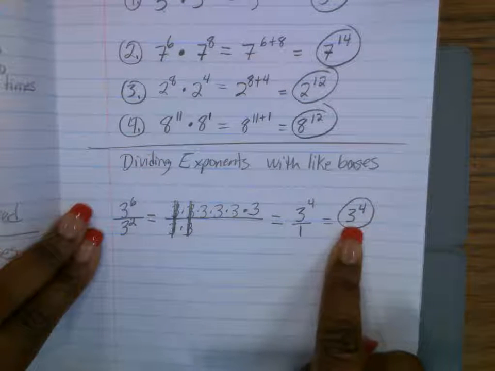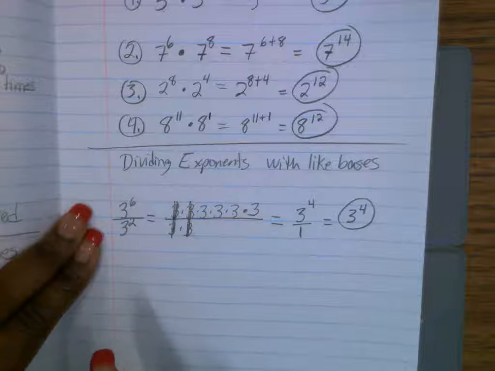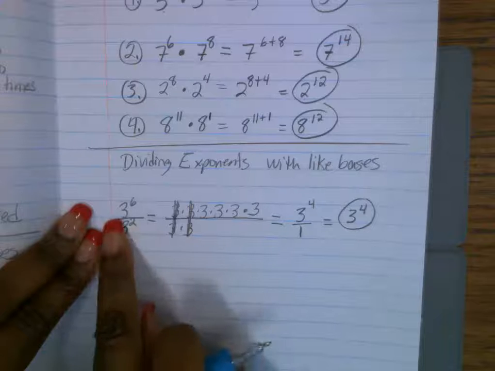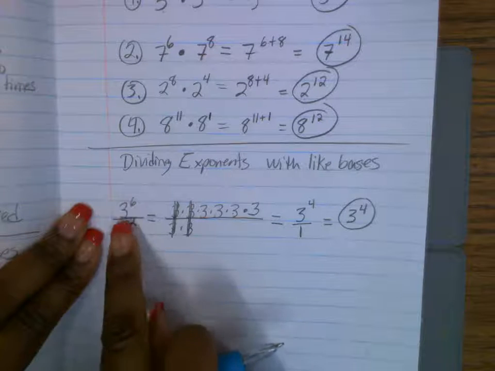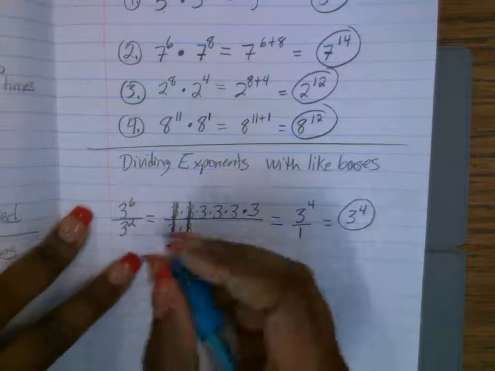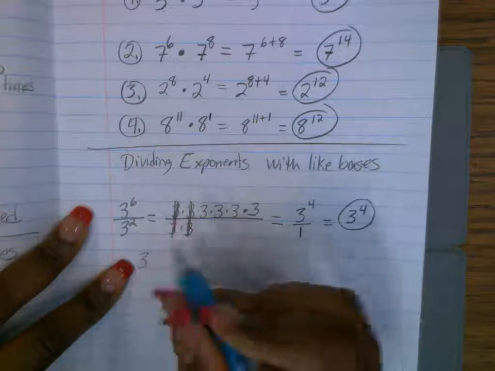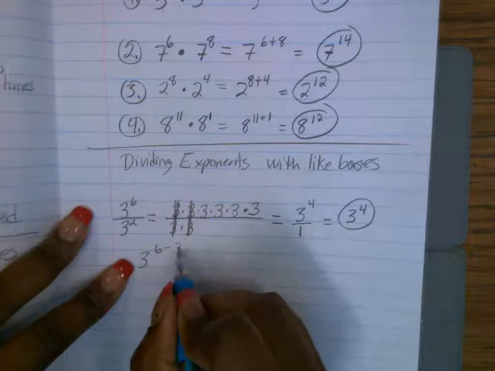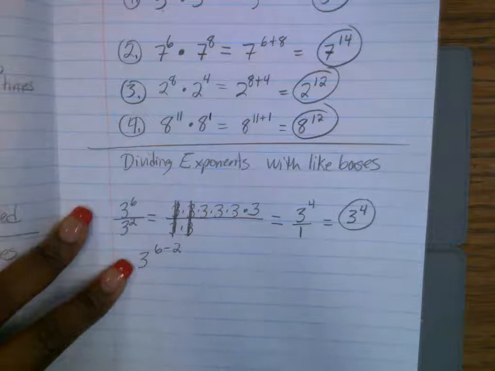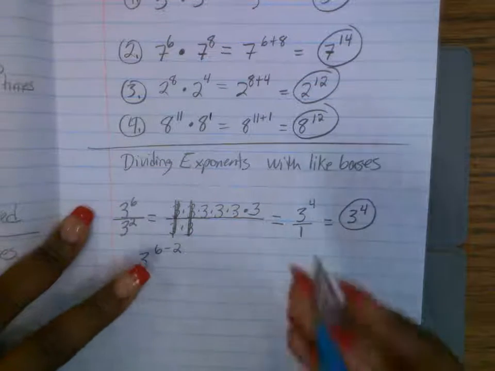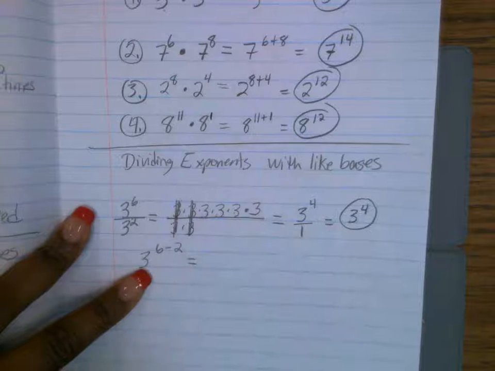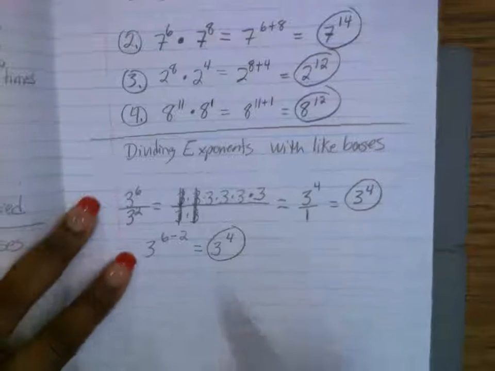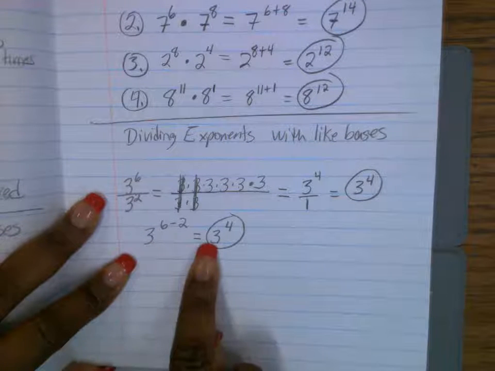This is my answer. The shortcut way to do this, look at it, is to subtract the exponents. So when you divide exponents with like bases, you subtract the exponents. So here you have 3. The top exponent is 6, so you put it first, 6 minus the bottom exponent. It's always top exponent minus bottom exponent. And that's going to give you 3 to the 4th power. Any questions about that? This is the short way of doing it.